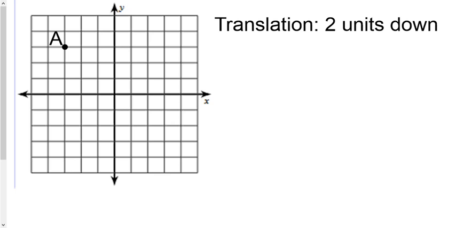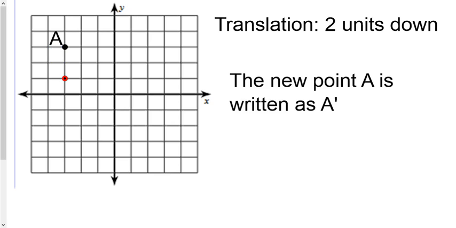Just to translate point A 2 units down. How do we do that? We go down 2 units, put a dot, and when we put that new dot there, we need to go ahead and label it right away.